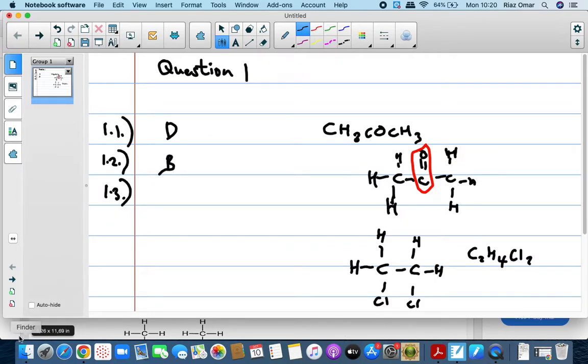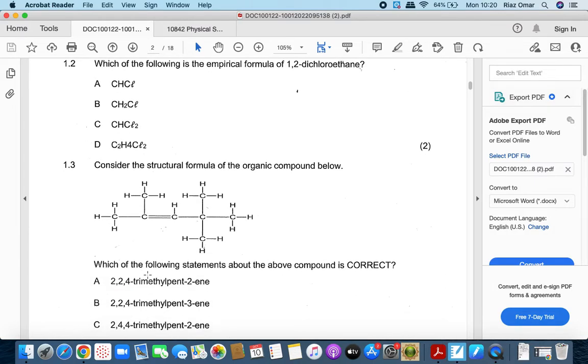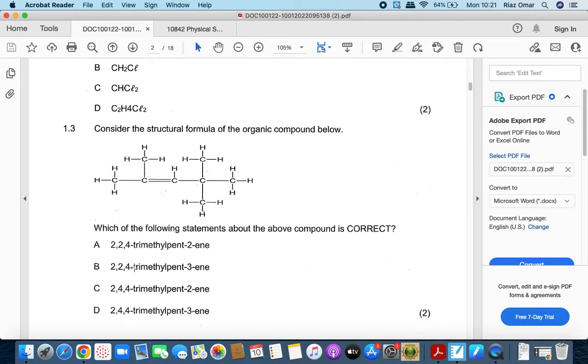1.3, the question is: consider the structural formula of the organic compound below. Which of the following statements about the above compound is correct? So if we name it, how many carbons in the line? 1 2 3 4 5. We name here as the double bond, so it will be 2 methyl, 2 ene. It's 5, so it's pent-2-ene. So pent-2-ene is right, so pent-3-ene is wrong, so B and D are definitely wrong. 2 methyl, 3, 4, 4,4 dimethyl. So we got 2 methyl, and we got methyl on the second, and we got other methyl.